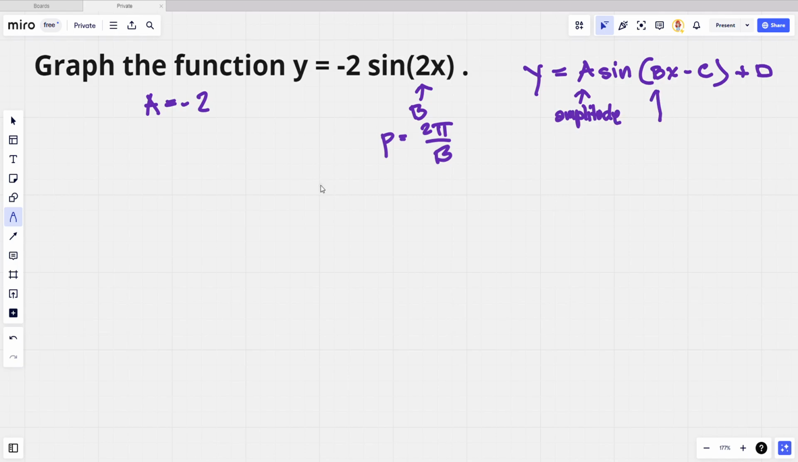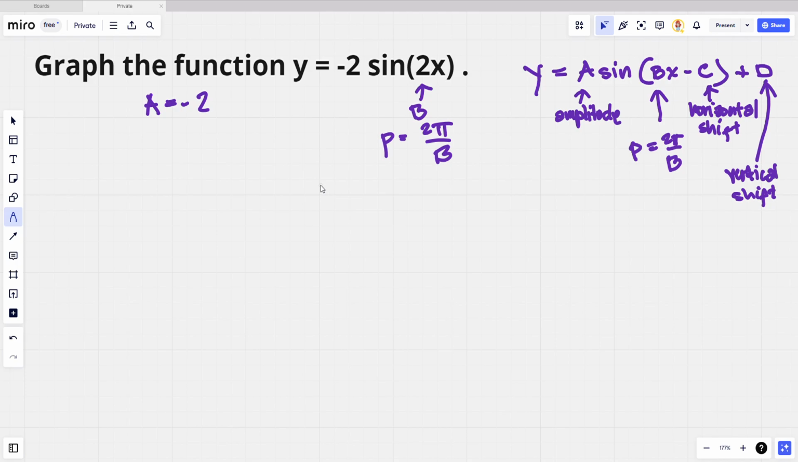B is related to our period using the formula 2 pi over b. And c is our horizontal shift, and d is our vertical shift. So that means vertical shift is where we start with our y value, and horizontal shift is where our x value will start.